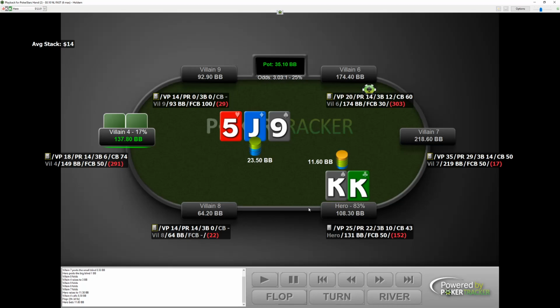But not sizing up too much. But we need to think about how we can get 3 streets of value on good runouts. So I think this is a good size to start on that basis. And we get raised quite large.